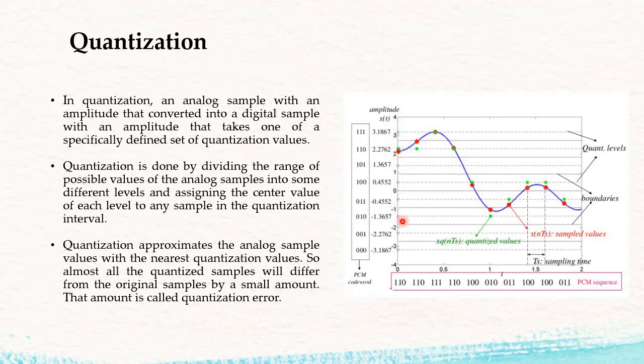So we have divided the amplitude of an input signal into several levels and assigned a center value to each level. So each level is assigned a center value. The outer line represents the center value for each level of the sampling. So how is it going to do the approximation? This is my input signal, and I have taken the samples. The red dots indicate the samples.